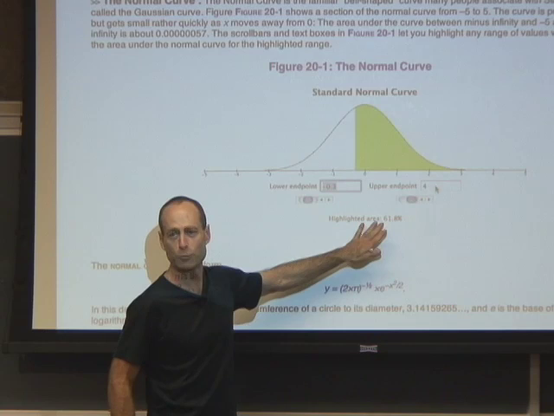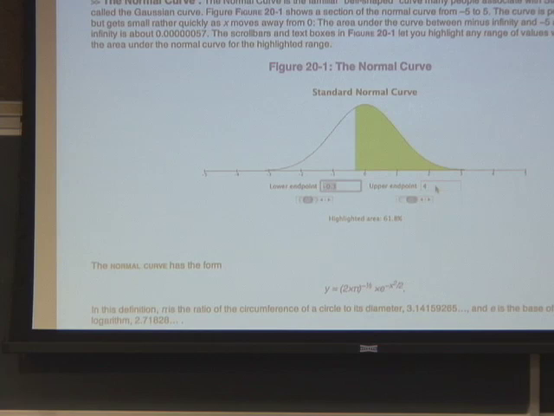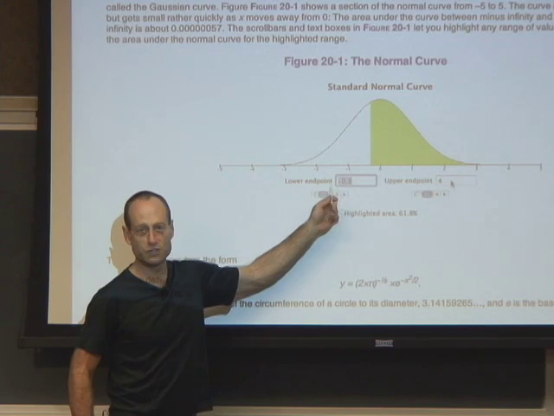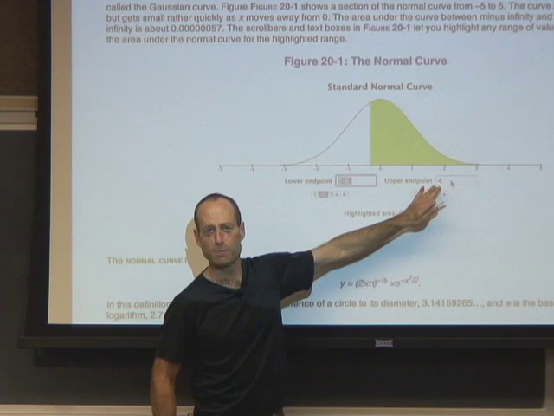Okay. So what does the value minus 0.3 in standard units correspond to in original units? It's minus 0.3 standard errors from the expected value. So it's 0.3 standard errors below the expected value. Right? Okay, and this is 4 standard errors above the expected value.